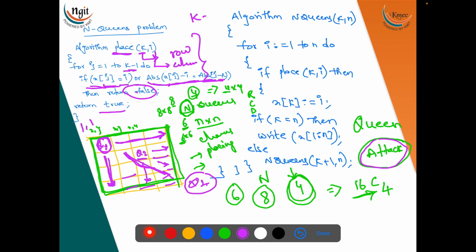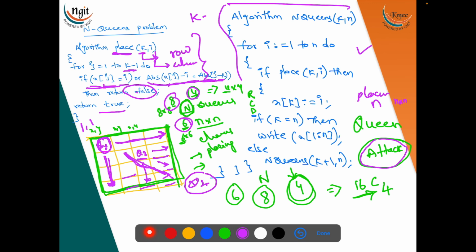Now let's see how n queens will work. Algorithm Place(k, i). Here, Place is a function that returns whether a queen can be placed in the kth row and ith column, which we just discussed. This NQueens is the solution for all types of n queens problems. As I told you, for 4 queens, 8 queens, 6 queens, for all types of problems, this is the algorithm we will use to give the solution. Now, using backtracking, this procedure prints all possible placements of n queens on an n by n chessboard so that they are non-attacking. Now, for i equal to 1 to n do, if Place(k, i), then x of k is equal to i.